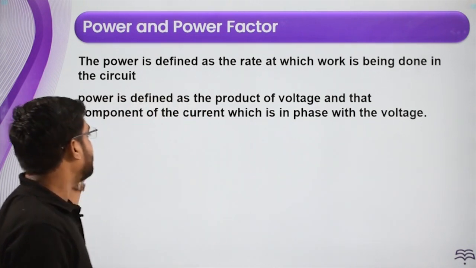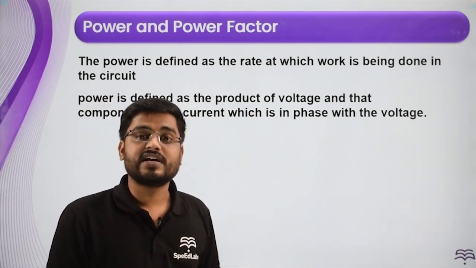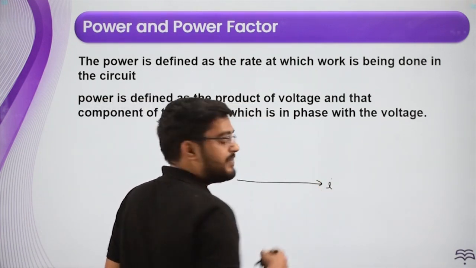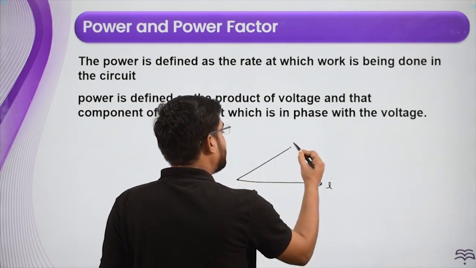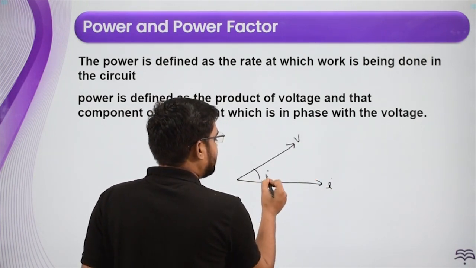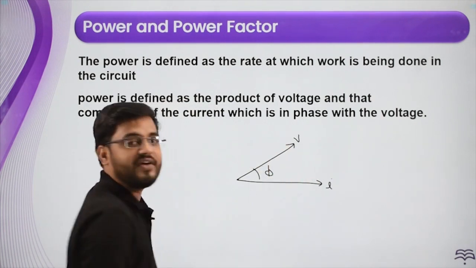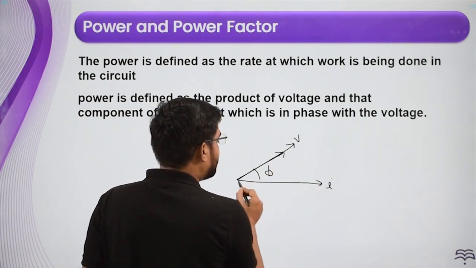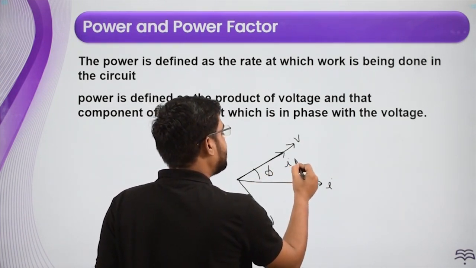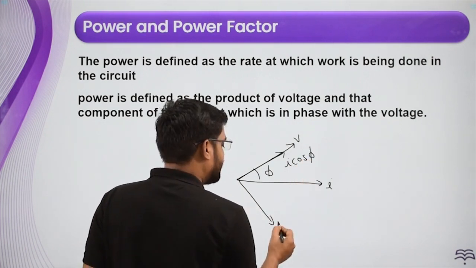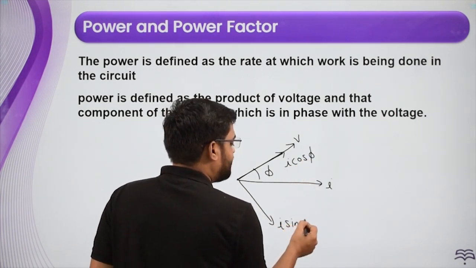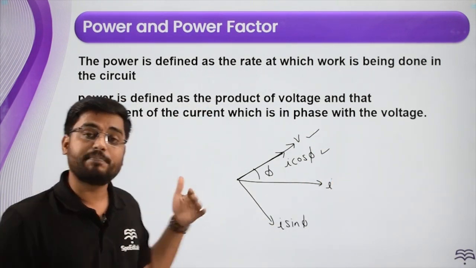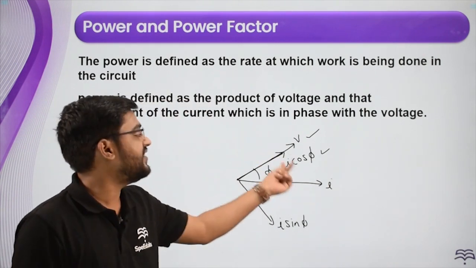When we write the component of the current which is in phase with the voltage, it is like this: this is my current in the phasor diagram. If my voltage makes some phi angle here, the voltage is leading the current by phi. Then this I can be split into two components, one along V and one perpendicular to V. So this is going to be I cos phi and this is going to be I sin phi. The product of this voltage and this current is defined as the power in an AC circuit. So it is going to be VI cos phi.